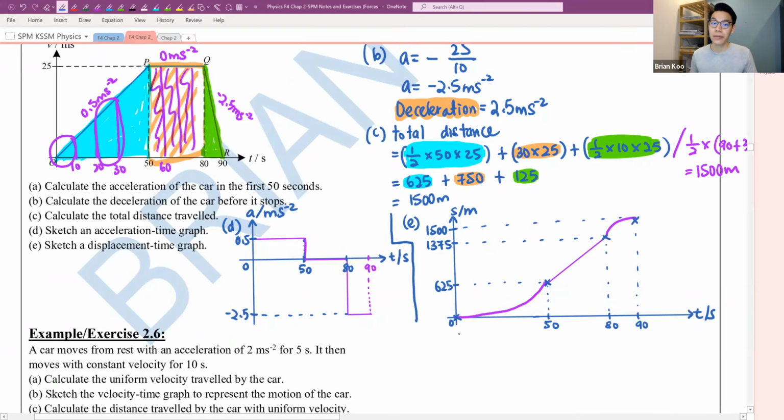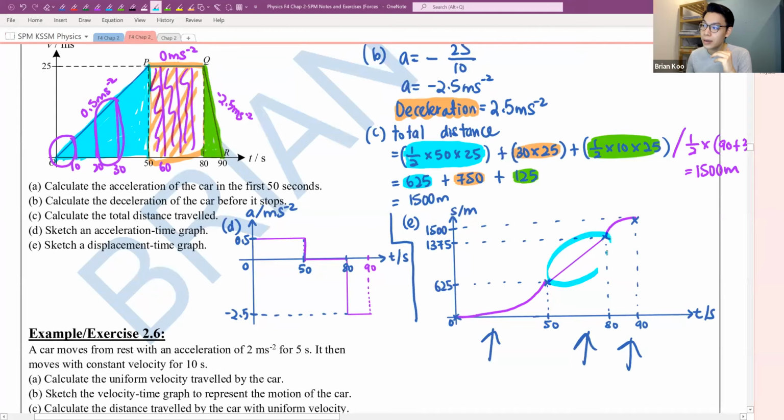Which makes sense, right? You can always double check back. It will all link back together. Try to find out the gradient of these three parts. Am I right that the gradient of this part is just a fixed value? You look back at the graph from 50 to 80 seconds, the velocity is just a fixed value of 25 meters per second, from the original graph there. Just a fixed value because the gradient is a fixed value.